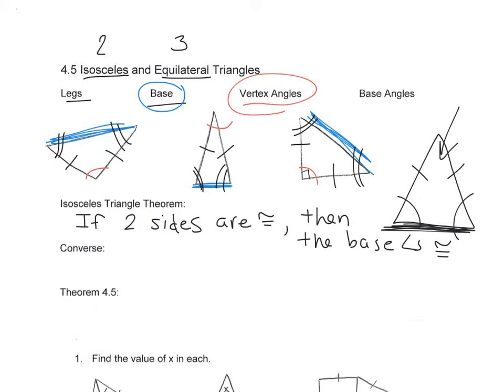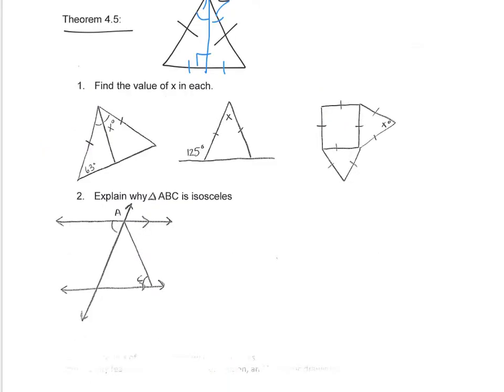Theorem 4.5 doesn't have a name, but if I have an isosceles triangle, here's theorem 4.5. This is the vertex angle. These are the legs. Theorem 4.5 says the bisector of the vertex angle, so this is the bisector of the vertex angle, is perpendicular and bisects the base. So if you know that these two angles are congruent, then you can make a 90-degree symbol right here and write these two sides are congruent. Okay, so we're going to use that right here.